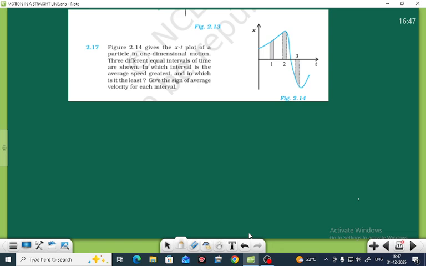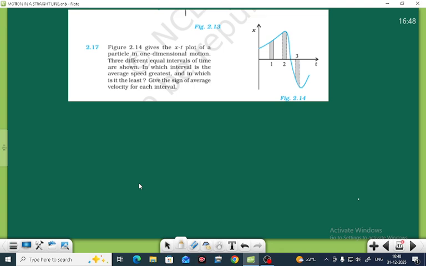Hello everyone, today we shall discuss question number 2.17 of the chapter motion in a straight line. Figure 2.14 gives the x-t plot of a particle in one-dimensional motion. Three different equal intervals of time are shown. In which interval is the average speed greatest and in which is it the least? Give the sign of average velocity for each interval.